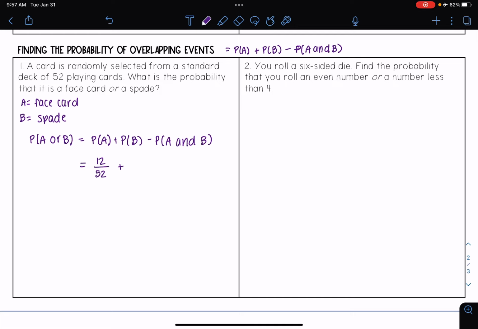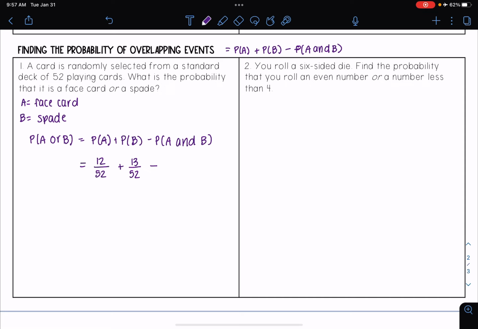Now I need to find the probability of picking a spade. So we need to think through, okay, the spades, they are a suit, and there are 4 suits, so there's going to be 52 divided by 4, which is 13 spades. So there's 13 of each suit in a deck of cards.